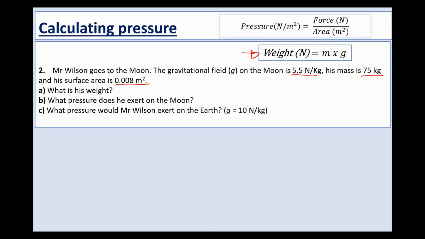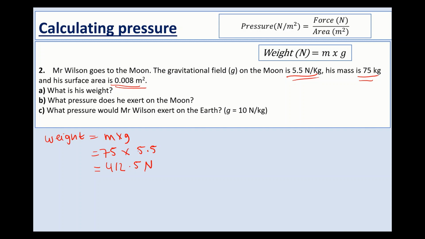So his weight can be calculated using this equation here. So for 2A, we've got weight equals mass times G. We know the mass is 75 kilograms, so that's 75 kilograms times the gravitational field strength, which is 5.5 newtons per kilogram. We multiply that together, we get 412.5 newtons. So newtons, remember, is a force, weight is a force.